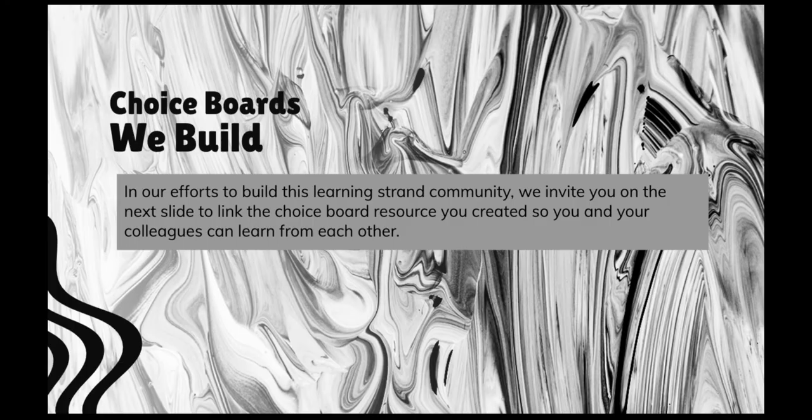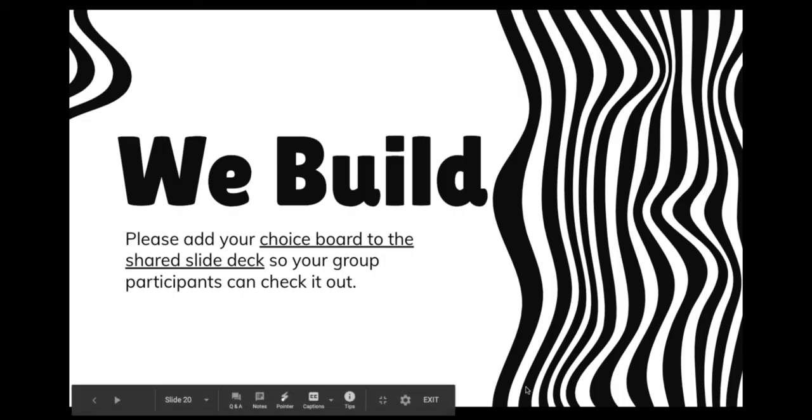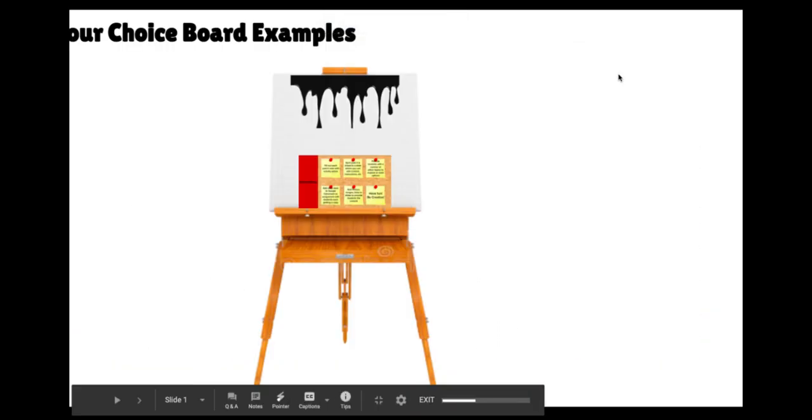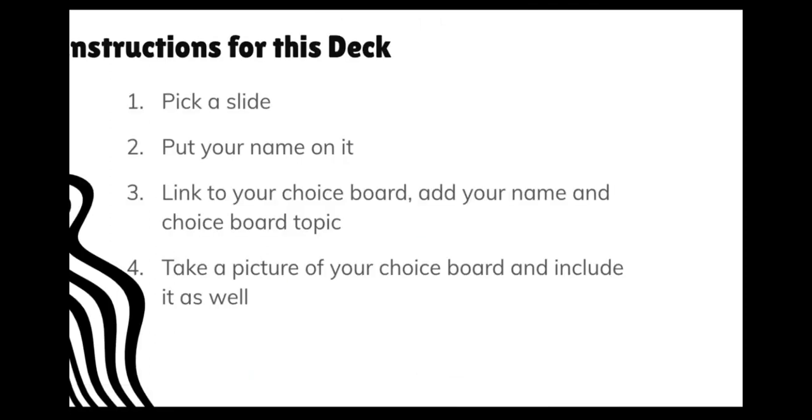In our efforts to build this Learning Strand community, we invite you on the next slide to link the choice board resource you created so you and your colleagues can learn from each other. So on the We Build slide deck, you're going to go to the shared slide deck. There are directions, your choice board examples, so the things that you create. The instructions for this deck are you're going to pick a slide, put your name on it, link to your choice board, add your name and choice board topic. And you're going to take a picture of your choice board and include it as well on the slide.